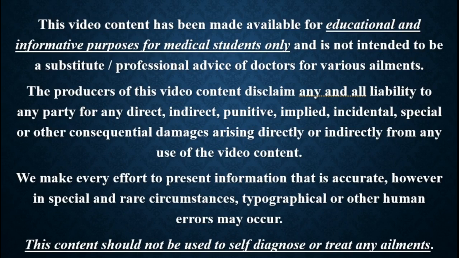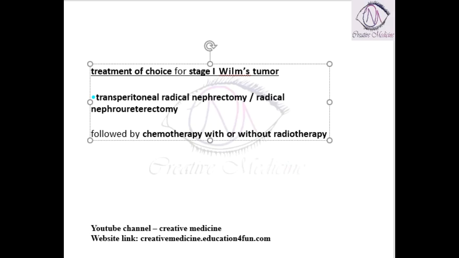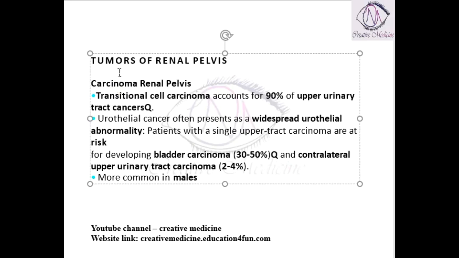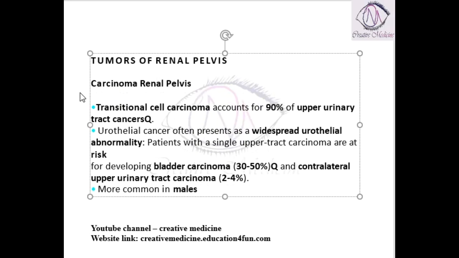In this lecture, we will learn about tumors of renal pelvis. So, in the tumors of renal pelvis, first we have carcinoma of renal pelvis. Carcinoma of renal pelvis includes first we have transitional cell carcinoma of renal pelvis.